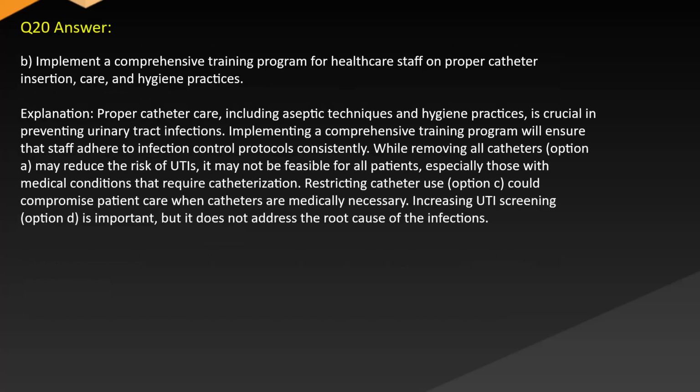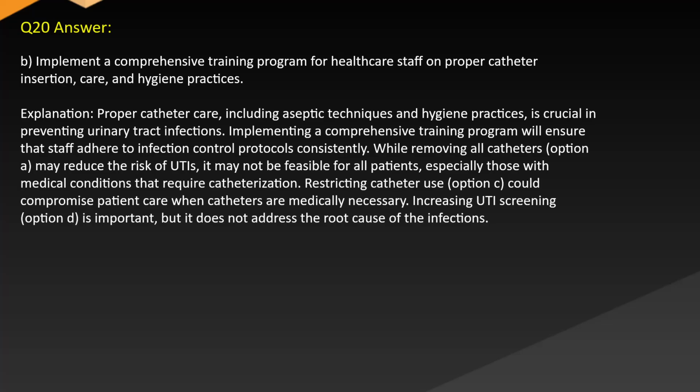Answer. B. Implement a comprehensive training program for healthcare staff on proper catheter insertion, care, and hygiene practices. Explanation. Proper catheter care, including aseptic techniques and hygiene practices, is crucial in preventing urinary tract infections. Implementing a comprehensive training program will ensure that staff adhere to infection control protocols consistently.